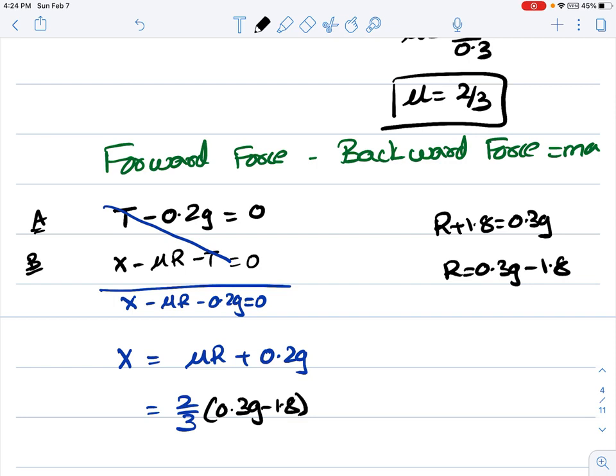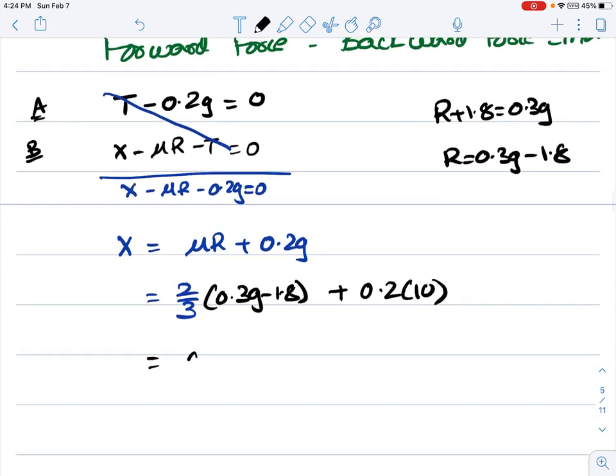So when I fill that in, I get 2 by 3 times (0.3 g minus 1.8). And don't forget to add 0.2 g, which is plus 2. When I do that, I get 0.8 plus 2. So my final answer is 2.8. That's going to be the answer. So the simple formula: forward force minus backward force is equal to ma.